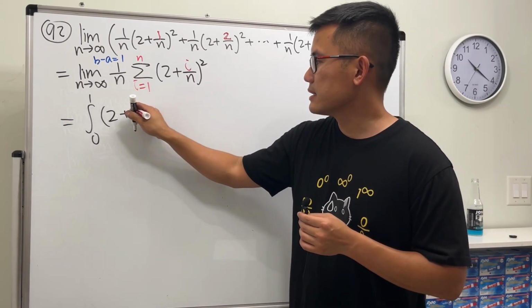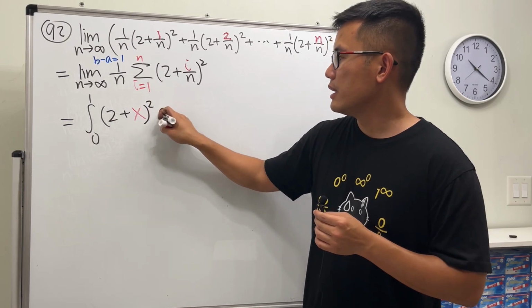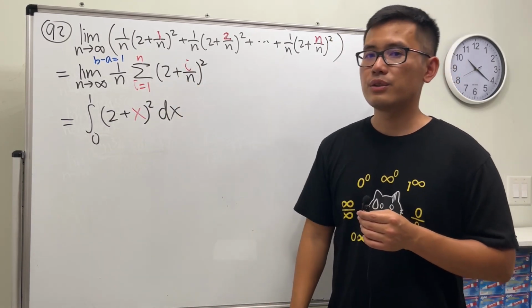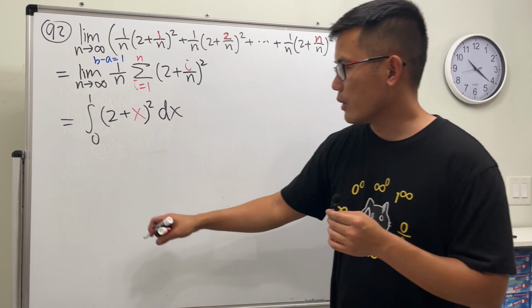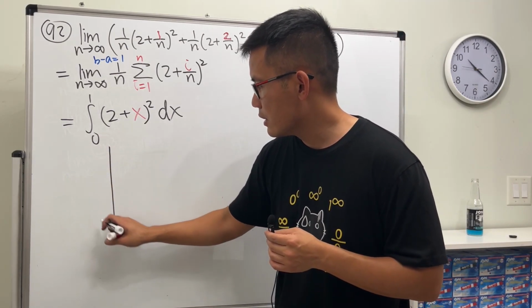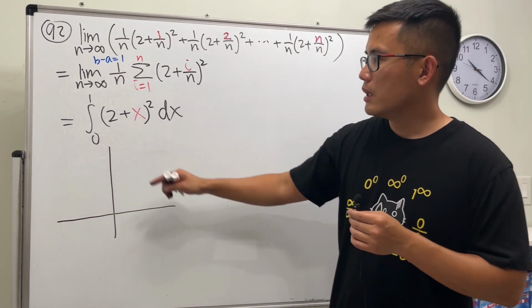It's just going to be the x, and then square, and then dx. So you can change that to an integral. This integral, of course, represents the following. Have a look.